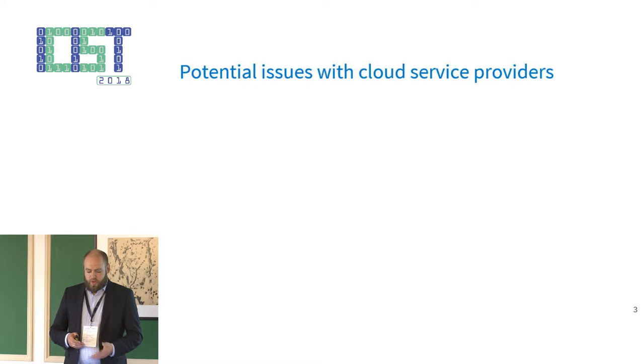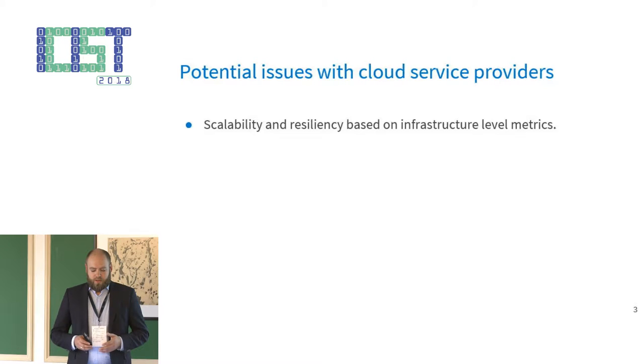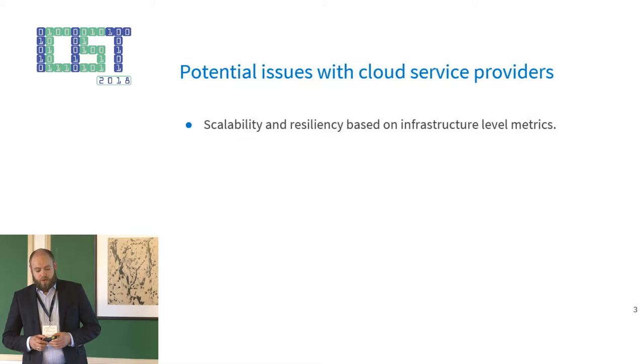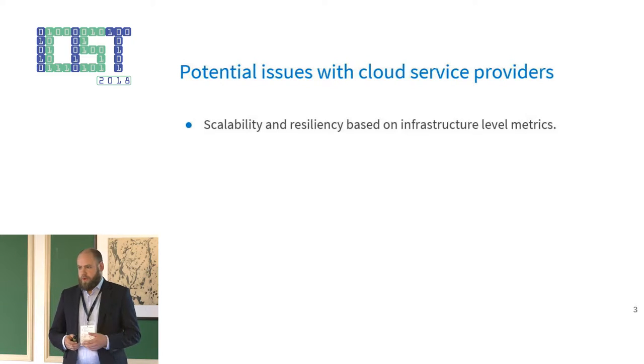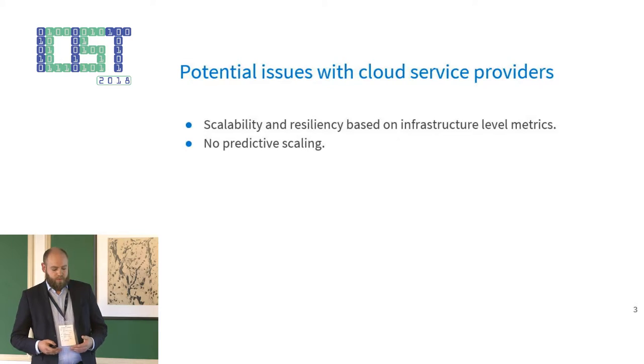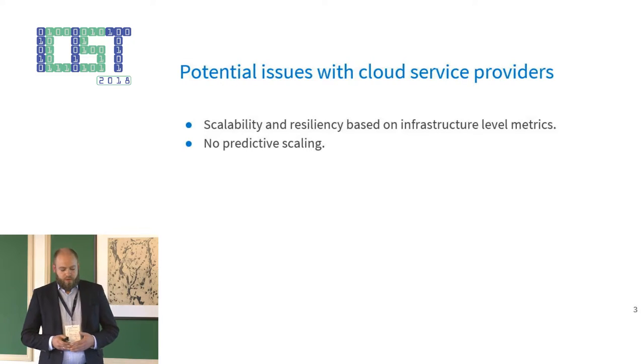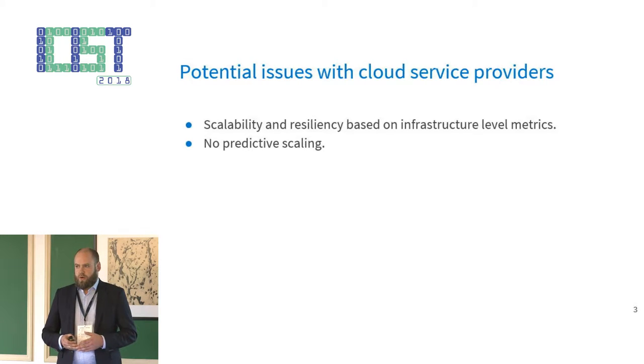So what are the potential issues? What could be the problems with that? Basically, currently scalability and resiliency are based on infrastructure-level metrics, so CPU, RAM, and there are no options to track application-specific metrics, for example, business transactions made, and it's hard to ensure the application meets its SLA. The popular cloud providers do not provide predictive scaling based on machine learning methods. So this is also a very useful area where we could implement solutions.